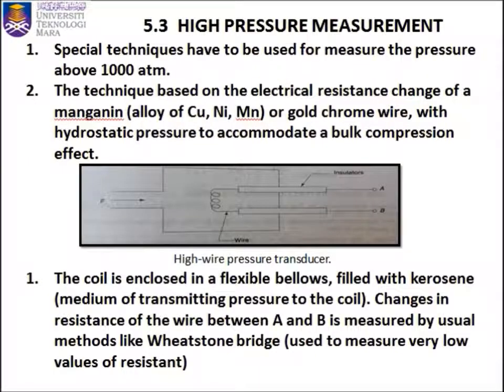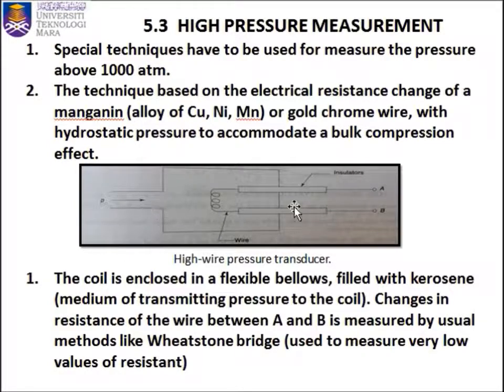Next we move to high pressure measurement. Special techniques have to be used to measure pressure above 1000 atm. The technique is based on the electrical resistance change of a manganin wire, an alloy of copper, nickel and manganese, or gold chrome wire, with hydrostatic pressure to accommodate a bulk compression effect. So this is the high pressure wire transducer.